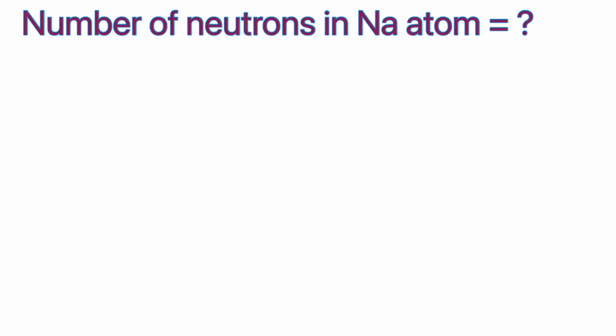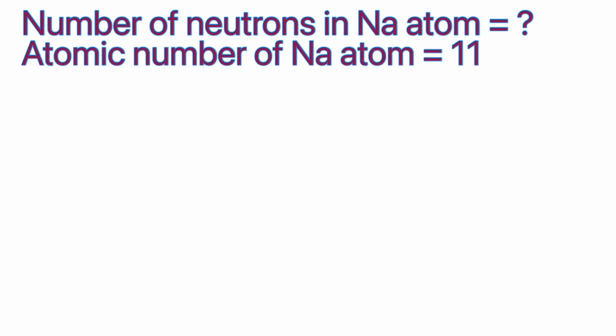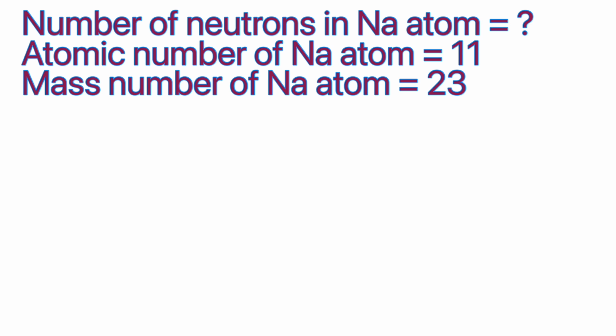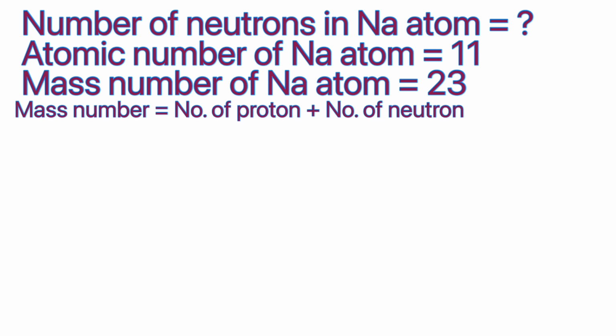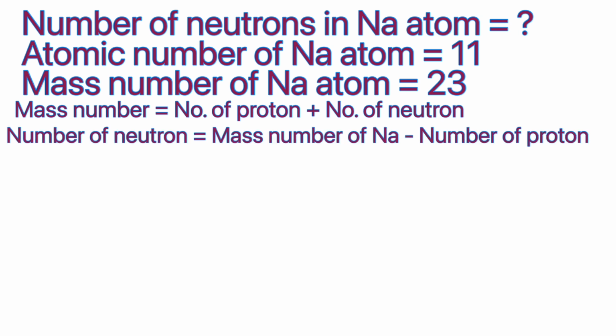How many neutrons are present in a sodium atom? If the atomic number of sodium is 11 and the mass number of sodium is 23, then we know from the formula that mass number equals number of neutrons plus number of protons, which gives number of neutrons equals mass number of sodium minus number of protons.